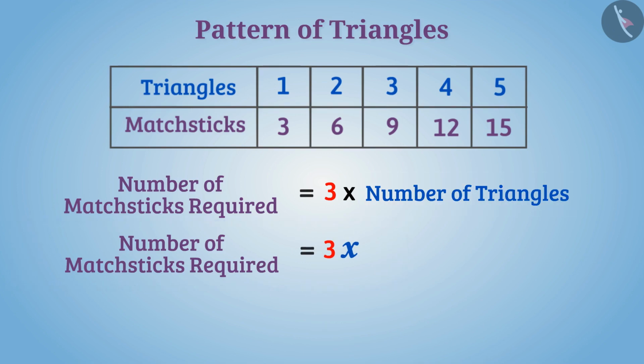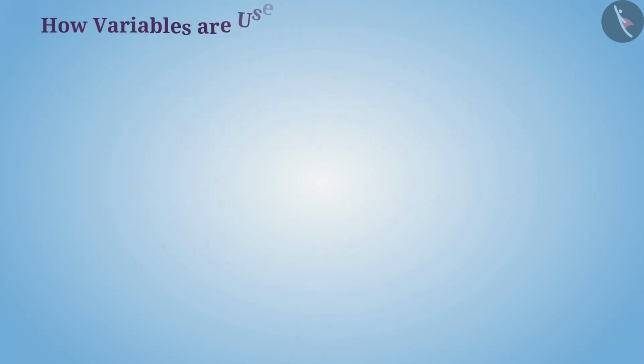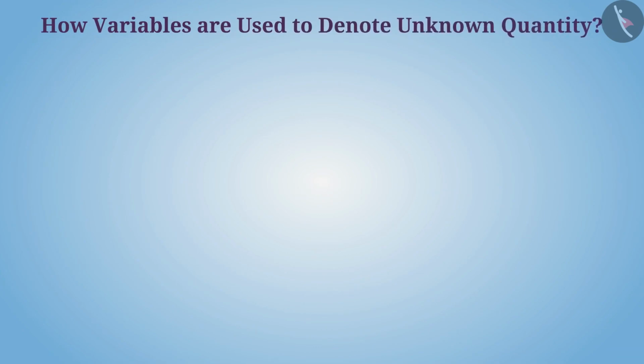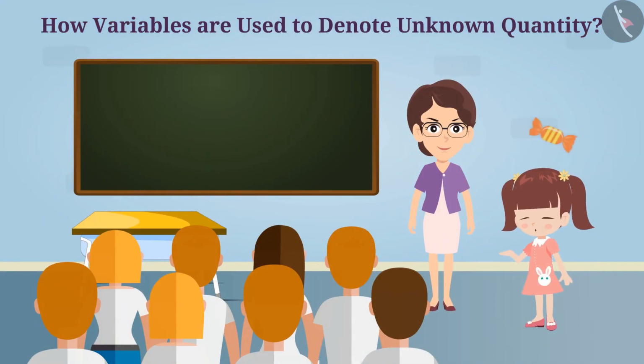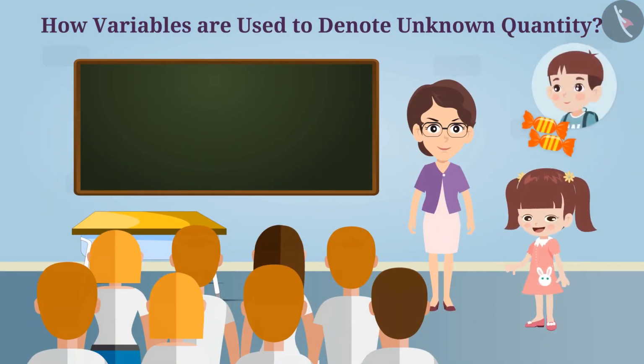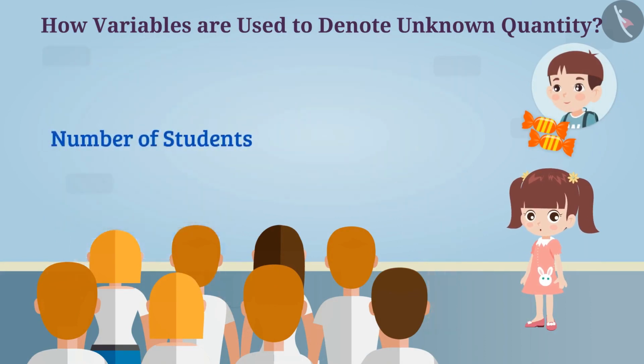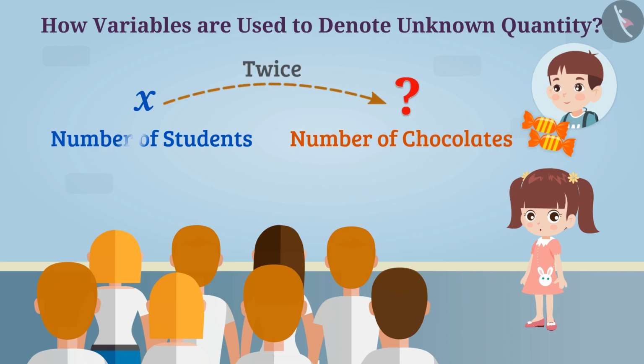Now, let's understand how variables are used to denote unknown quantity. On her birthday, Madhu wants to distribute chocolates in the classroom. She wants to give 2 chocolates to every student. If the number of students is expressed by variable x, then what will be the required number of chocolates? Madhu must have chocolates twice the number of students. That means if the number of students is x, then number of chocolates required will be 2x.